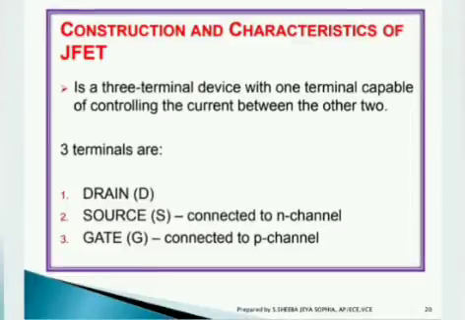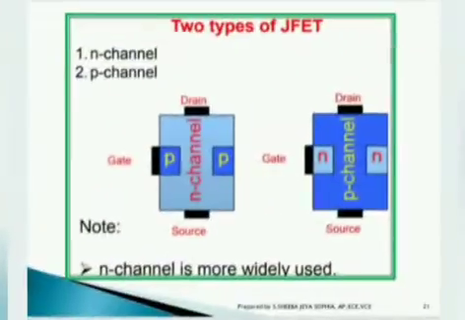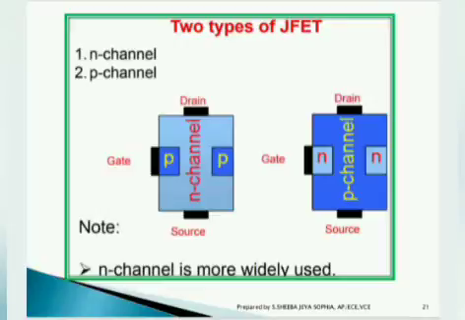So moving to the construction and characteristics of JFET, it is also a three-terminal device with one terminal capable of controlling the current between the other two. As we have mentioned earlier, here also the three terminals are gate, source and drain, where source is connected to the N channel and gate is connected to the P channel. There are also two types of JFETs, N channel JFET and P channel JFET. In real time, N channel JFET is most widely used in all the real-time applications.